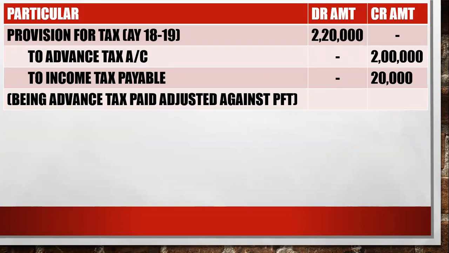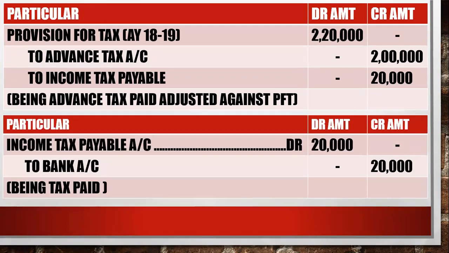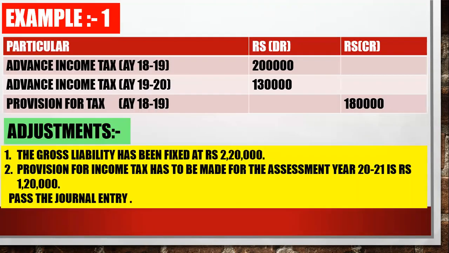So first pass the book entry, that is income tax payable 20,000. Just after passing the book entry, you have to pay that. Just pass the entry, that is income tax payable account debit 20,000 to bank account 20,000. Clear that? Yes. In the question, you can see that one more adjustment is there. I have solved the first adjustment. There is a second adjustment also.